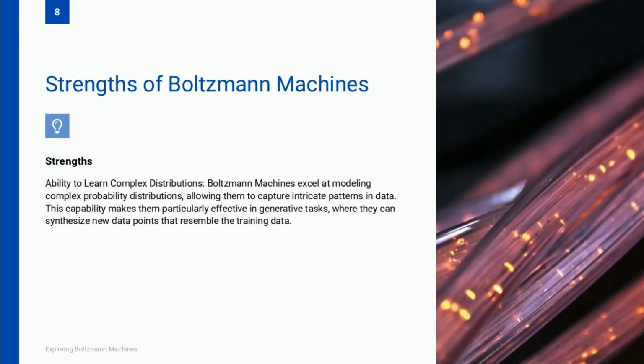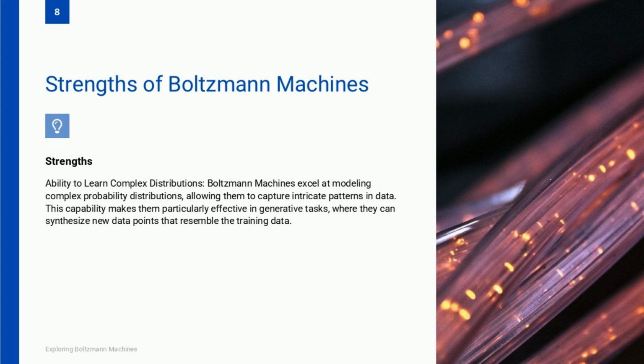Now that we've seen how Boltzmann machines differ from discriminative models, let's dive into their strengths, because while they may not be the most widely used models today, their unique abilities make them incredibly powerful in the right contexts. One of their biggest strengths is their ability to learn complex probability distributions. Unlike traditional neural networks that focus on direct input-to-output mapping, Boltzmann machines capture intricate relationships between variables, allowing them to model complex dependencies in data.